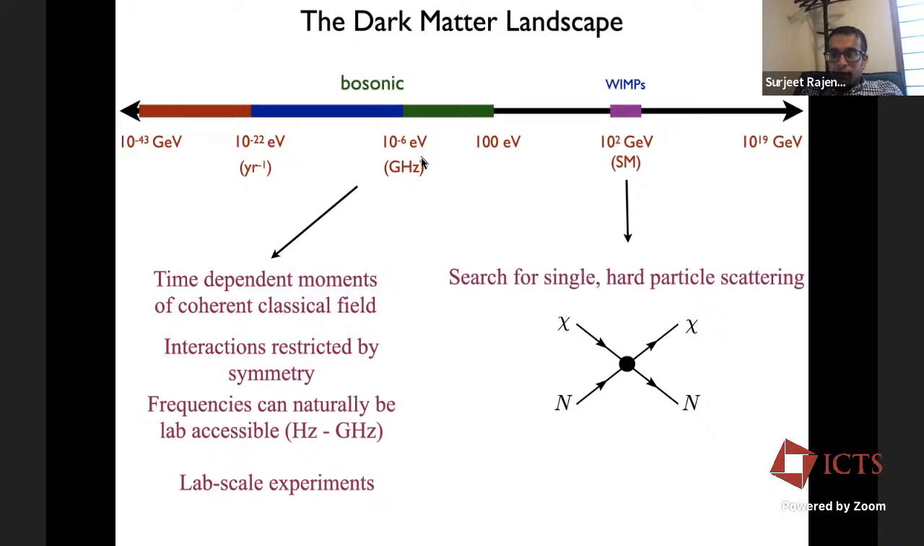Yeah, just to follow up on that, isn't the energy mass of the axion plus 1/2 mv squared? So isn't the coherence time actually 1 by MA rather than 1 by MA?